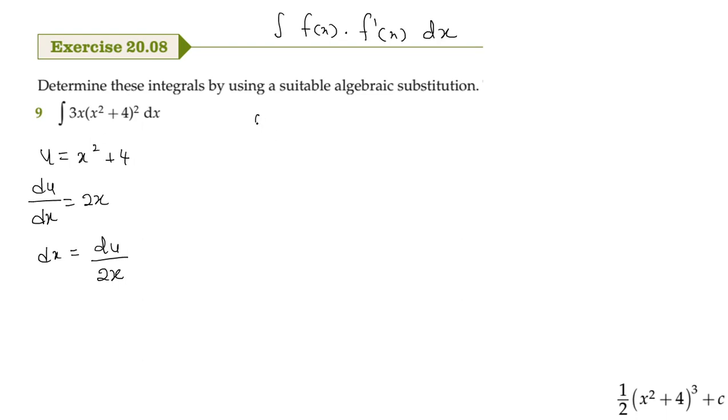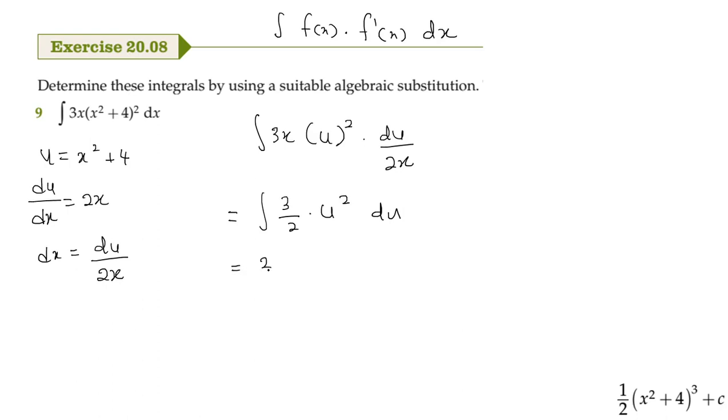Now let's substitute our 3x with u to the power of 2. But your dx is already changed to du over 2x. Is there anything we can simplify? Yes, you can cancel out x with x over here. Cancel out. So therefore, what is the remaining? 3 over 2 u to the power of 2 du.